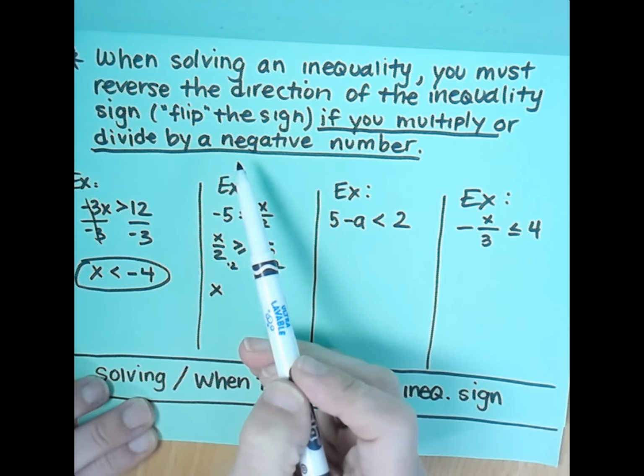2 minus 5 is -3. So be careful, when you go to get rid of that negative, it's like dividing by -1. So if I divide by a negative, I have to reverse the direction of the sign. -3 divided by -1 is +3.